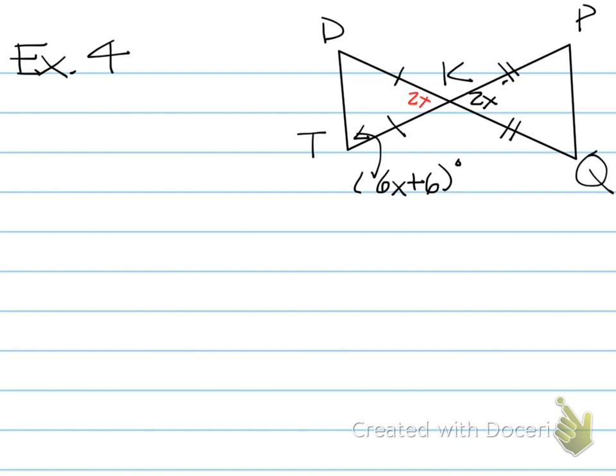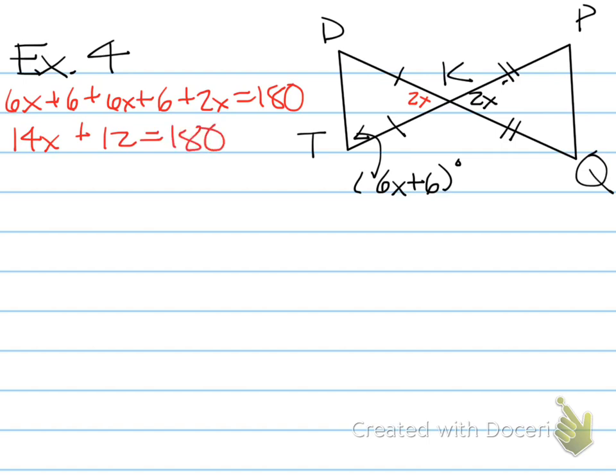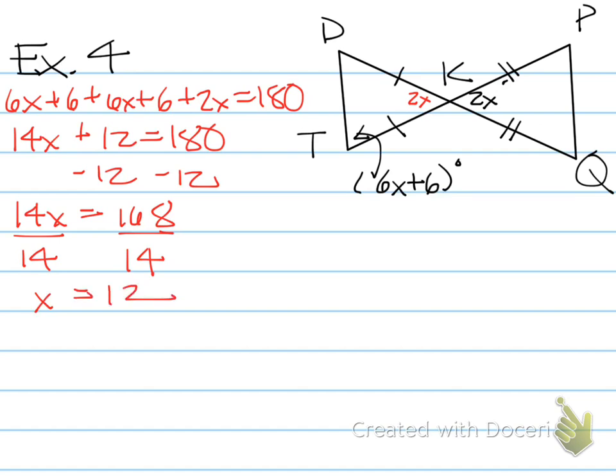So we should have 6x plus 6 plus 6x plus 6 plus 2x equals 180. Combine the like terms, set it equal to 180. Subtract 12 from both sides, and then divide both sides by 14. X is going to equal 12.